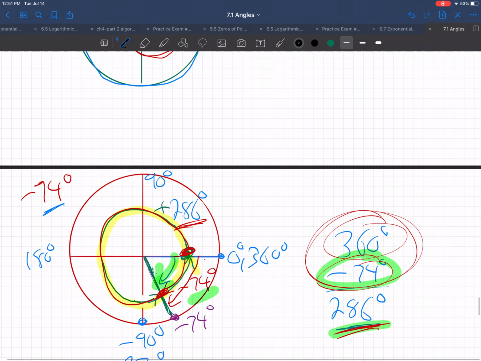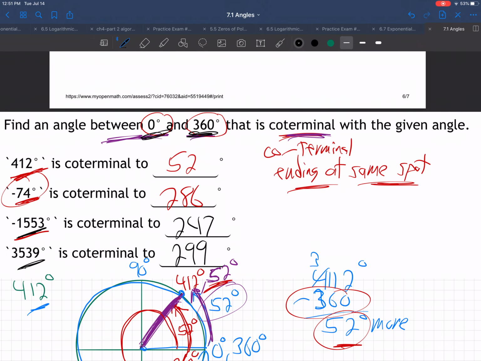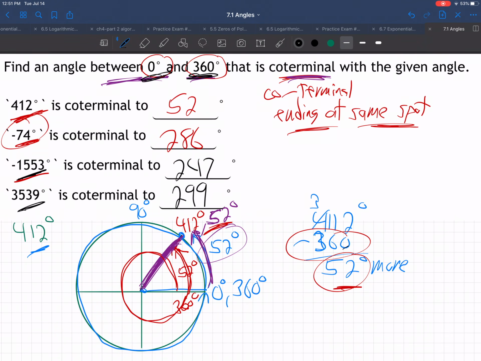So in all these questions, what was that, 299? On all these questions, we just added and subtracted 360s, didn't we? That's the key. Whenever you get some big old whopping positive or negative angle, and you want to find a nice clean angle between 0 and 360 that ends in the same spot, coterminal, just add or subtract 360s until you get what you need, because that's going to end in the same spot when you add or subtract 360.